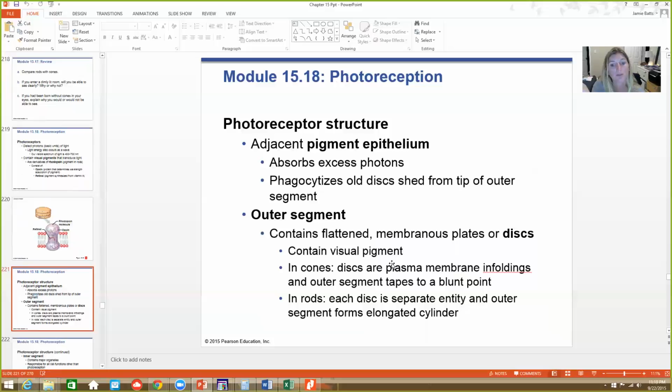There's an outer segment which contains a disc. The disc has the visual pigment in it. In cones, the discs are basically folds of a plasma membrane. The outer segment is kind of blunt and rounded off. In rods, each disc is its own separate thing, and the outer segment forms an elongated cylinder. This is why the cones look like cones and the rods look like rods. They are basically little discs arranged in different quantities, and they're arranged differently because of their photo processing ability, their ability to deduce light waves.